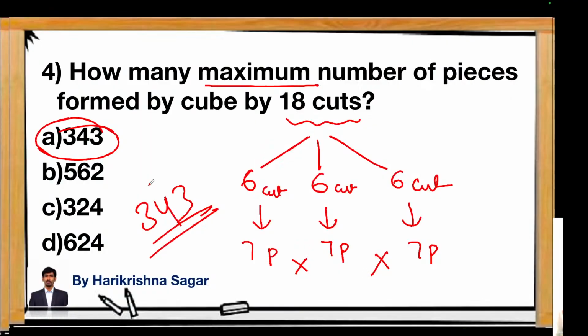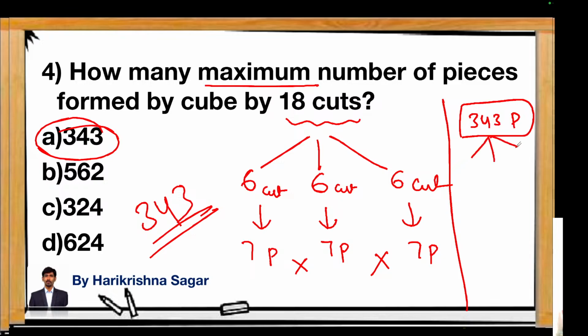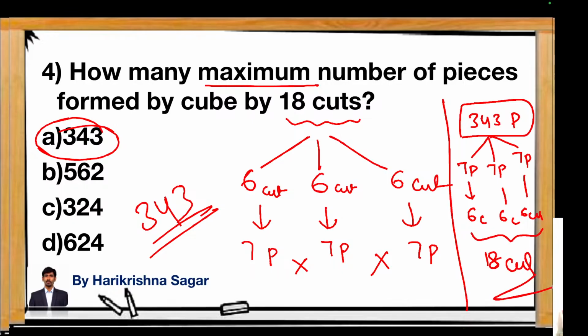You can also expect the reverse question. That means sometimes they will give the number of pieces and ask for the number of cuts. So in the same question, if you are getting 343 pieces, what is the minimum cuts required? The answer is 18. But how do you need to solve it? Just reverse this. 343 pieces is 7 pieces, 7 pieces, 7 pieces. 7 pieces means you have to make 6 cuts, 6 cuts, 6 cuts, totally 18 cuts. That's the answer choice. So like that you will be solving the question. It's not going to be the challenging part for us.